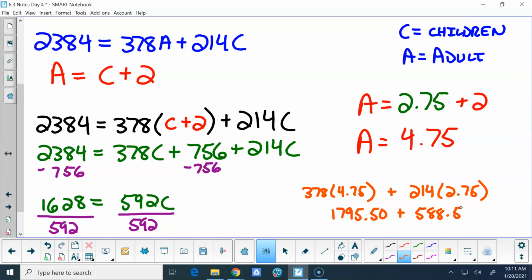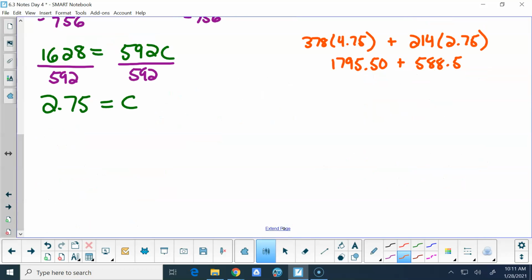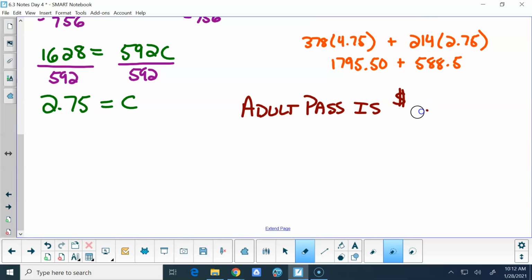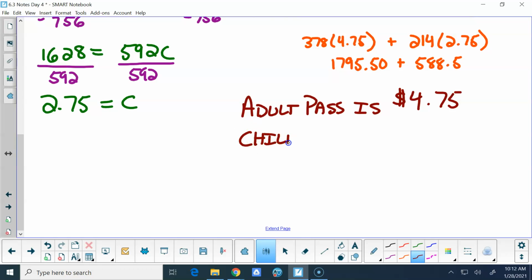Right? So our answer, with word problems, comes a little bit more. So an adult pass is $4. Oops, I put $7. $4.75 with a label, and a children's pass is $2.75.